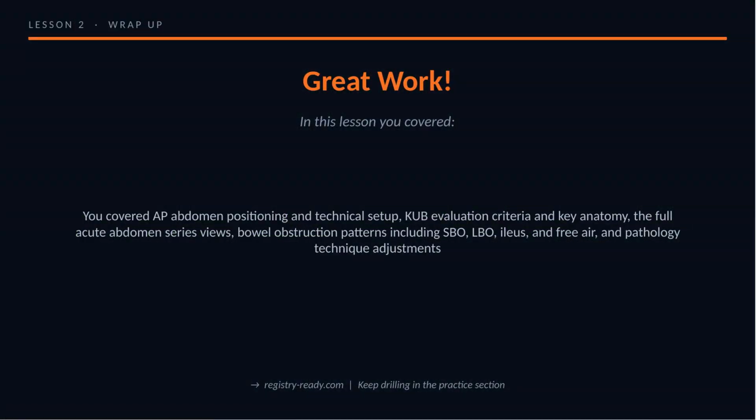Lesson 2 complete. You covered AP abdomen KUB positioning and technical setup, evaluation criteria, and key anatomy, including psoas margins and the valvuli distinction. The full acute abdomen series with its 4 views, bowel obstruction patterns for small bowel, large bowel, and ileus, pneumoperitoneum detection, and pathology technique adjustments, including ascites.